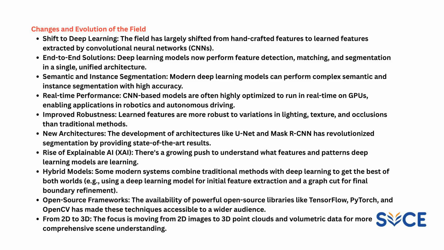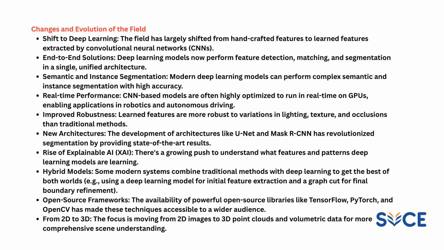Next, end-to-end solutions. This shift to learned features has enabled end-to-end solutions. A single neural network can now take a raw image as input and directly produce a desired output, like a segmentation map, without any intermediate steps. This simplifies the entire pipeline and reduces the need for multiple manually tuned algorithms.